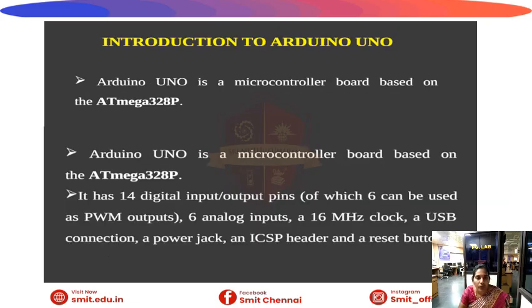The Arduino Uno is a microcontroller board based on the ATmega328P. It has 14 digital input-output pins, 6 analog pins, and a 16 MHz clock signal. A USB connection, a power jack, an ICSP header, and a reset button are available.